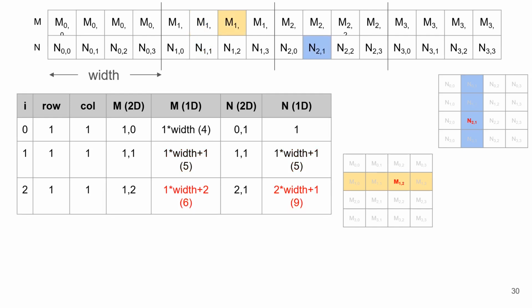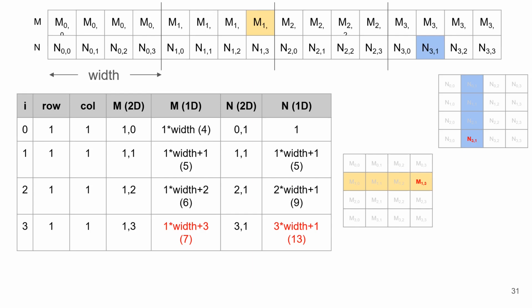Now let's go to the third iteration. For M12, we use the same reasoning as before, because we are still in the second row. For N21, however, we have to traverse 2 rows and add the column number to that. So that is 2 multiplied by width plus 1. You may notice here that the number 2 is the same as the iteration number. We have to keep that in mind when formulating the linearized index expressions.